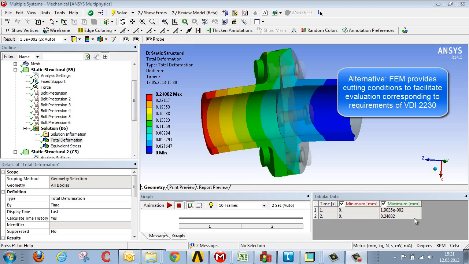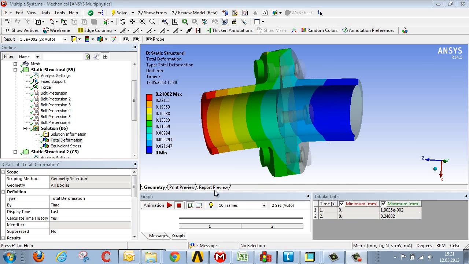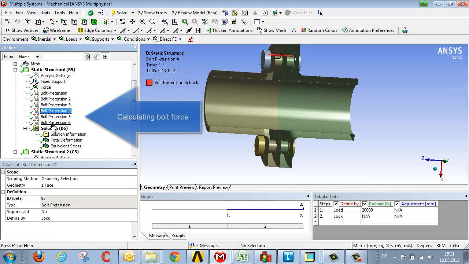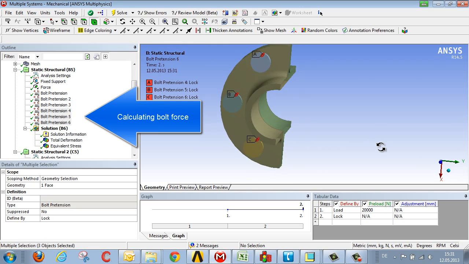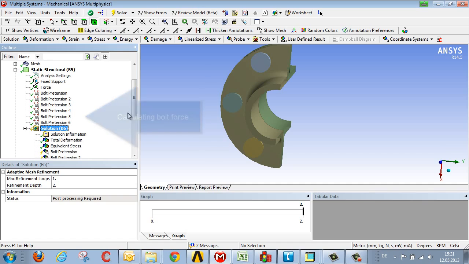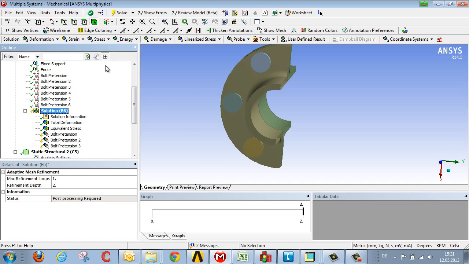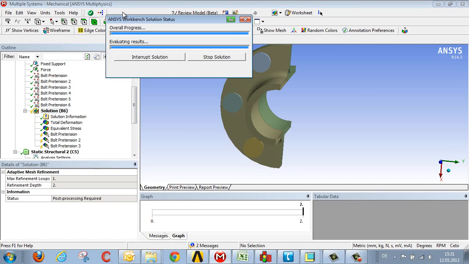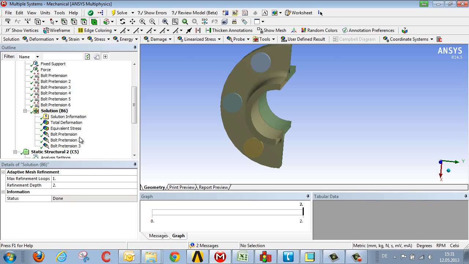We calculate the relevant cutting conditions corresponding to guideline 2230 of the German Association of Engineers. In our first step, we only want to refer to the forces which arise. You could do the same again to calculate torque. We drag the boundary condition, the bolt pretension, onto solution, which brings us three additional results in terms of the forces exerted on the bolts. Let's update the results, and then we can again evaluate the bolts individually.